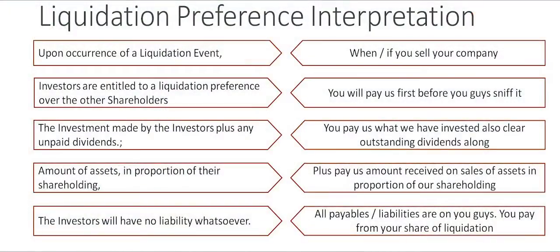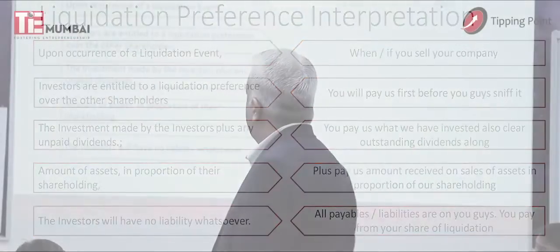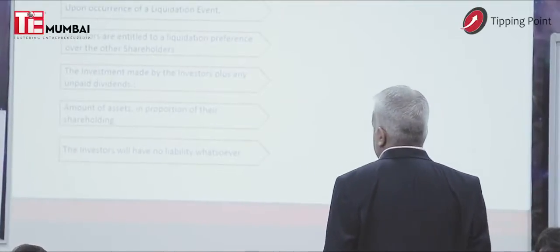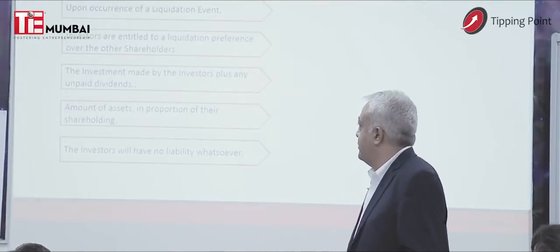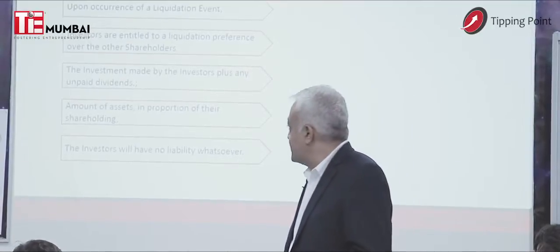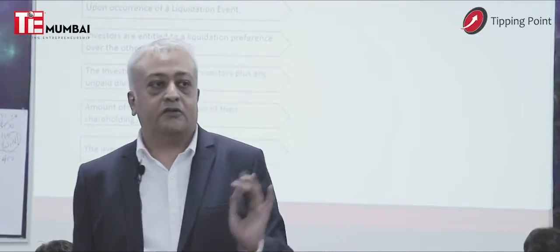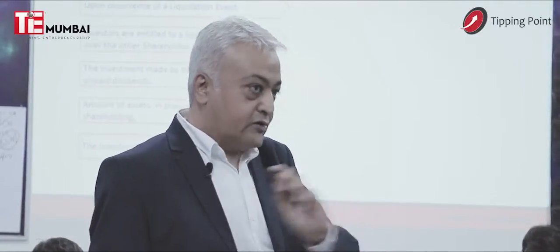So the earlier slide where those jargons were mentioned. This is what it says: upon occurrence of a liquidation event, investors are entitled to liquidation preference over the other shareholders, typically the promoters. The investment made by the investor plus any unpaid dividends, plus the amount of assets in proportion to their shareholding, and the investor will have no liability whatsoever. Right? This is what was mentioned in the earlier slide, those legal terms.